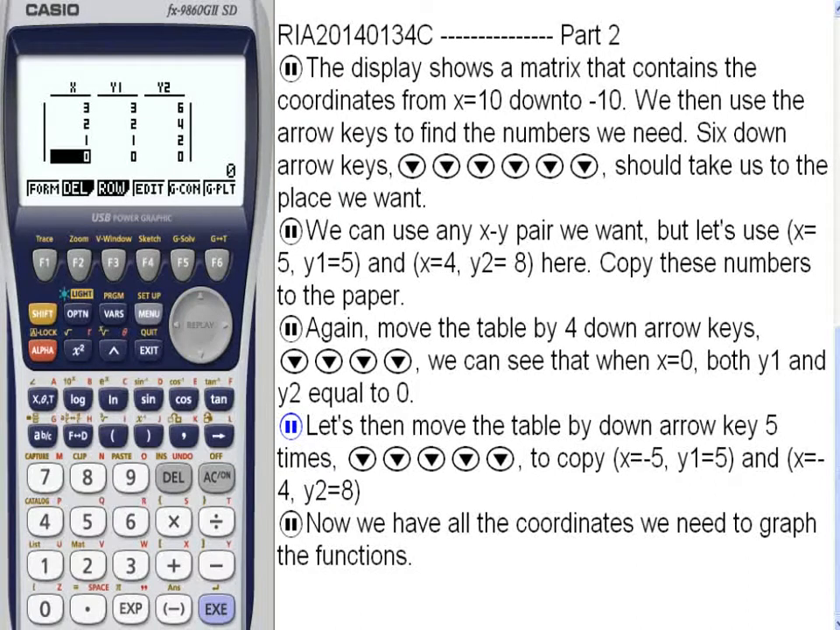Let's then move the table down by 5 arrow keys to copy x equal to -5, y1 equal to 5, and x equal to -4, y2 equal to 8. Now we have all the coordinates. We need to graph the function.